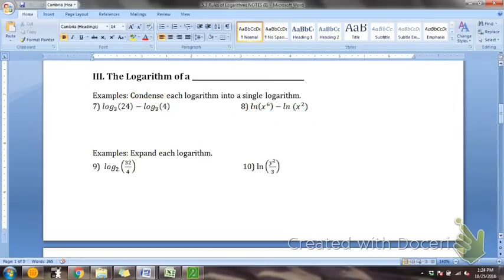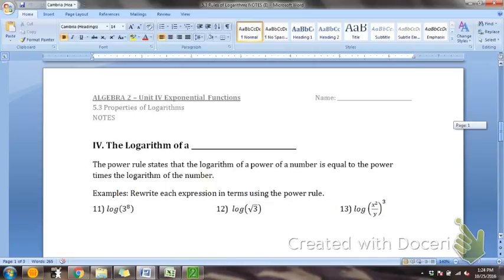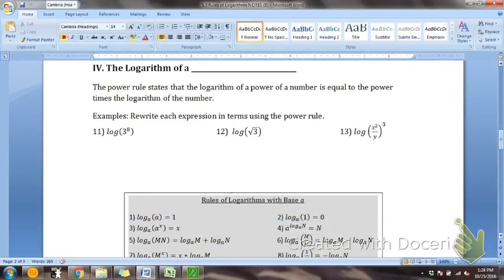All right, let's look at another rule here. The logarithm of a power. The power rule states that the logarithm of a power of a number is equal to the power times the logarithm of the number. What? Exactly, right? What does that mean? Okay, so let's make it easy. All this is saying is if you have a log base 2 of x to the third. Okay, let's write that example down.